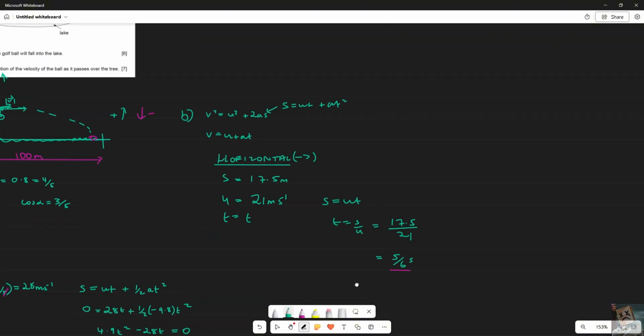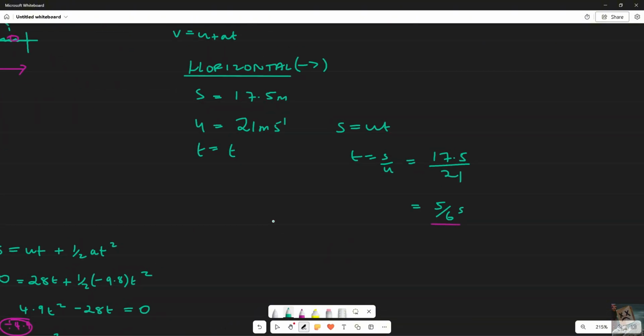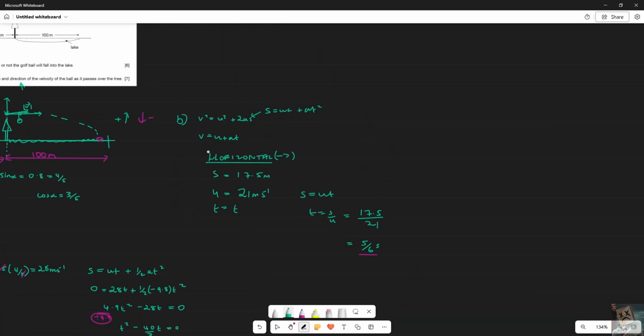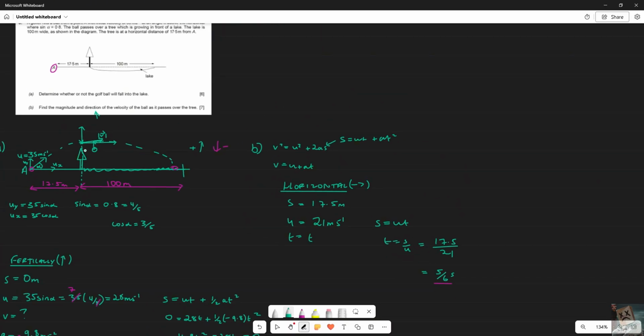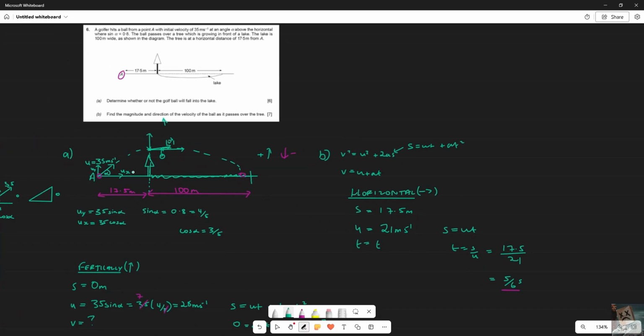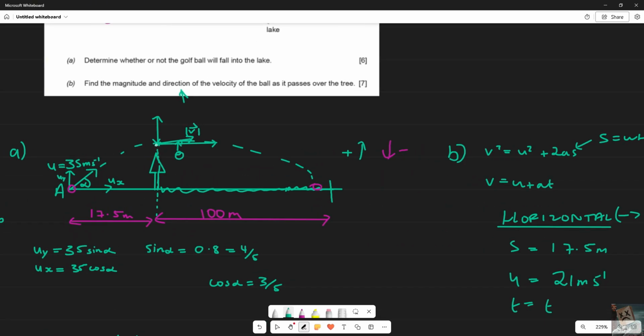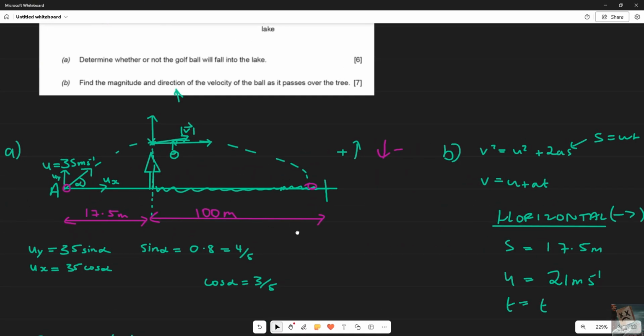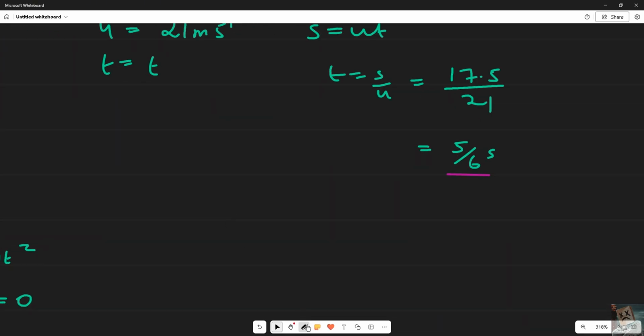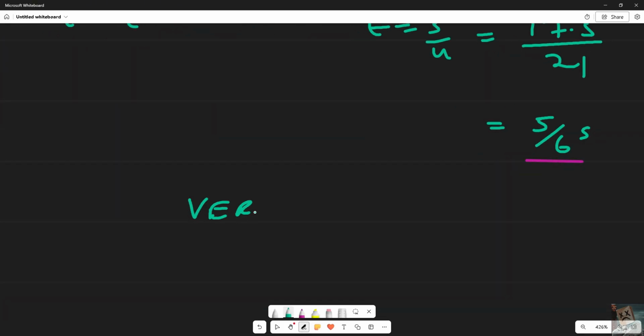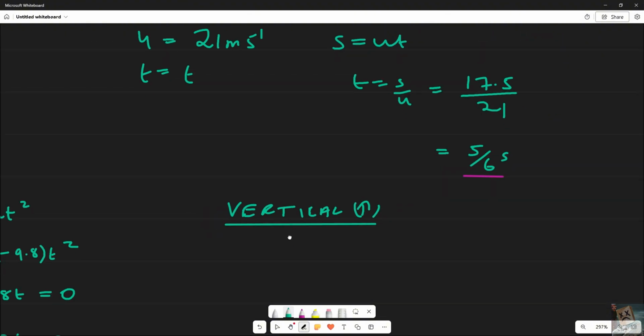And now we can input this into this equation to find the velocity vertically at this point, because this is the time it goes past the tree. So if we find the velocity at this time, it's going to be at this point, which is what we want. So now if we do vertically, with up as our direction.